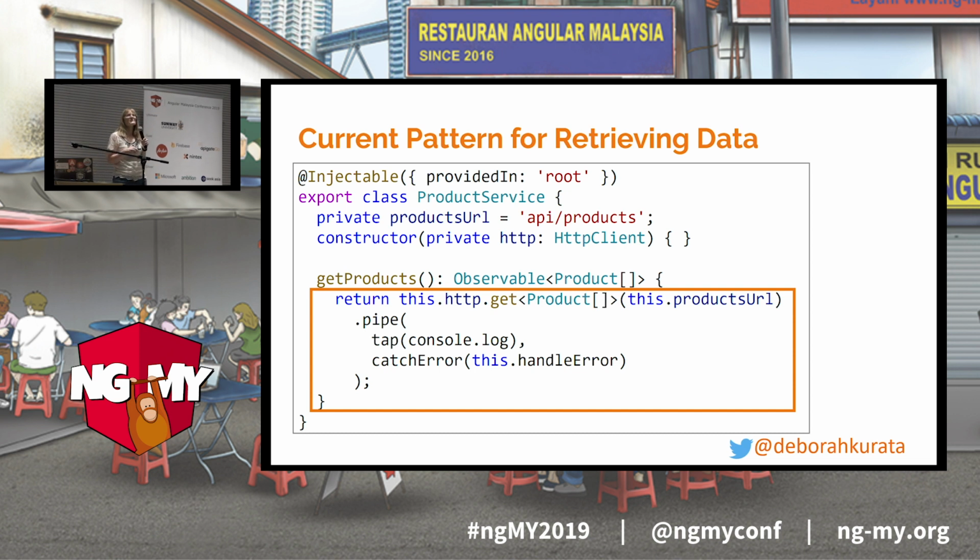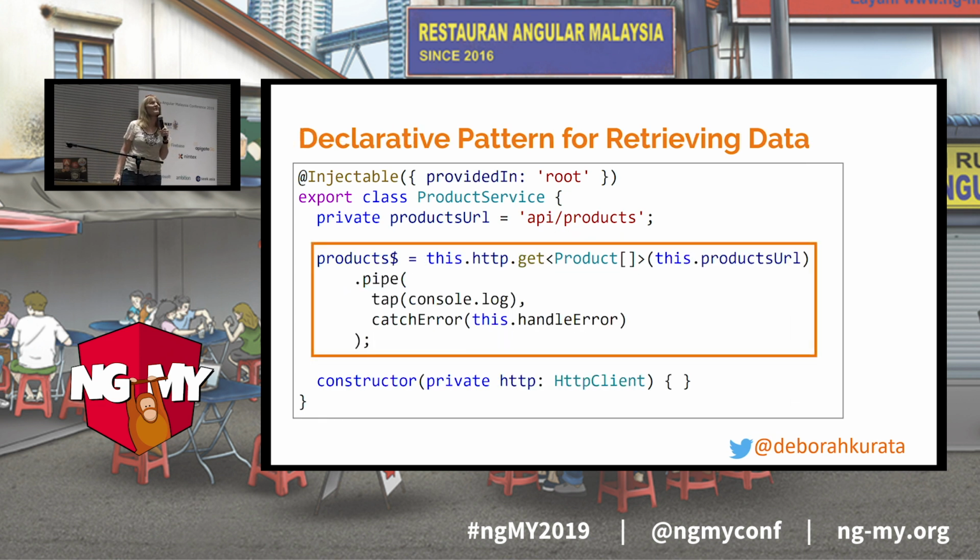What if we started thinking about this another way, using a more declarative approach? And we do something more like this. So instead of creating a method that's returning our observable, we're actually creating a property. So here we've got products$, and we're setting that equal to the result of our HTTP get. Now the dollar sign ending is a convention that people have started to use to identify a property that returns an observable, as opposed to a property that returns a more simple type like an array or an object.